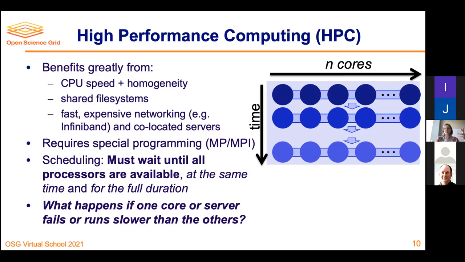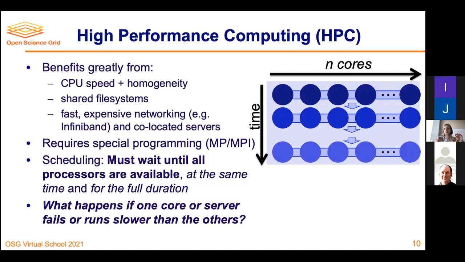And high performance computing, by its title, is concerned with enhancing the performance of a single computation and building computing resources that enable that. So high performance computing, or internal parallelism, tends to benefit from homogeneous CPU speed, so consistent speed across cores, so that some aren't waiting on others or falling behind. They often need access to shared file systems so that all of the processors or cores, even across maybe multiple servers, can access data in the same locations. They also tend to benefit from or require fast, expensive networking like InfiniBand, which some of you may be familiar with in the context of traditional HPC cluster configurations.